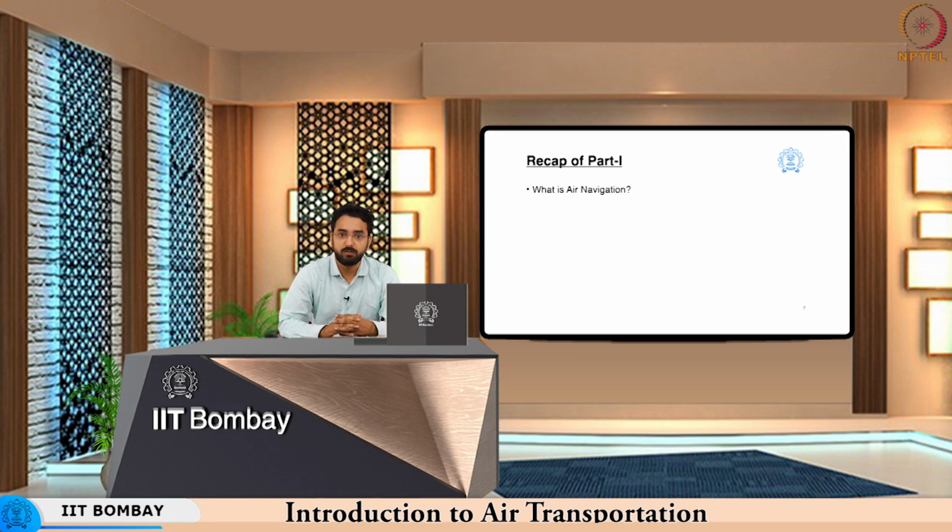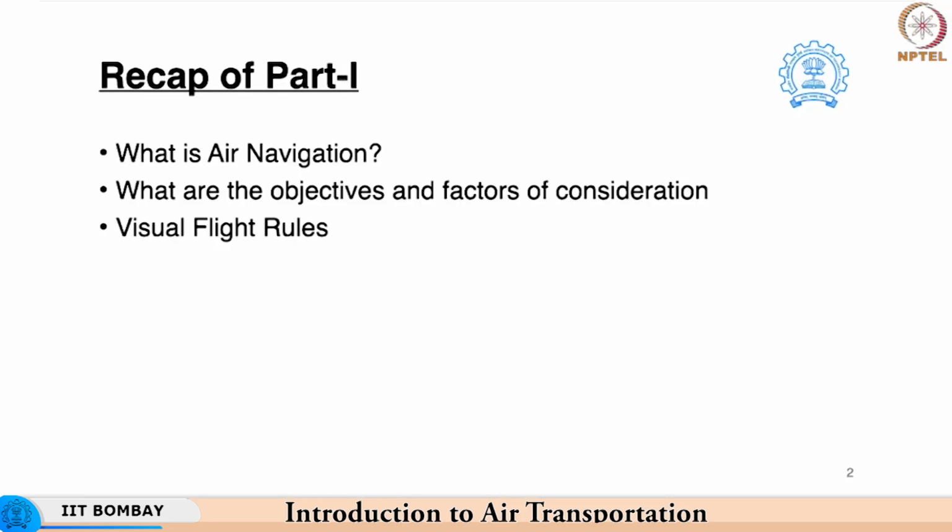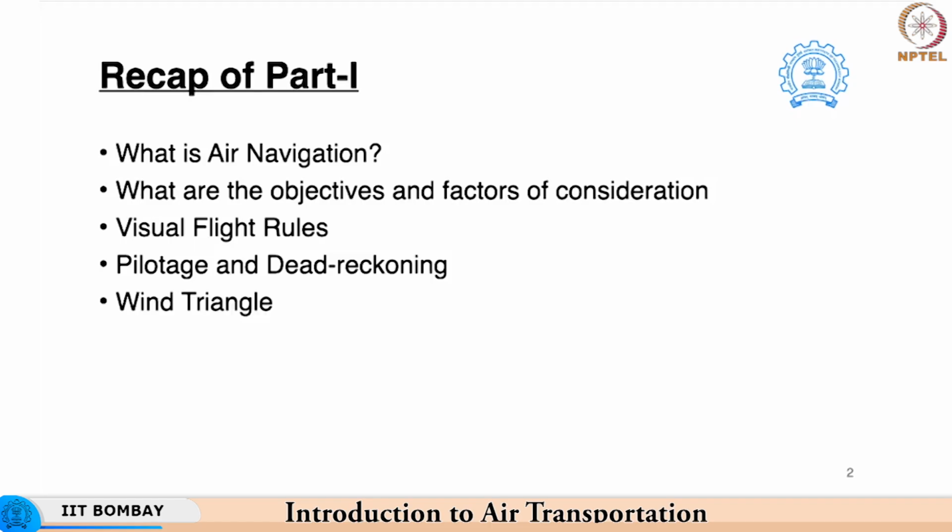The previous lecture started with brief details about the basics of air navigation, the different objectives and factors associated with any air navigation process, and then we ventured on to the different flight rules implemented to carry out air navigation, that is visual flight rules and instrument flight rules. Through the presentation we also tried to understand the two different methods used to carry out visual navigation, that is pilotage and dead reckoning.